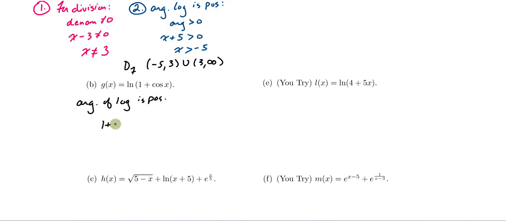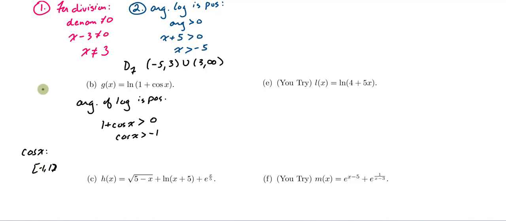That means we need 1 plus cosine of x to be greater than 0, which means we need the cosine of x to be greater than negative 1. Well, normally the cosine of x outputs values between negative 1 and 1, and it's only in limited cases where we would result in a cosine value of negative 1. And when does that happen?